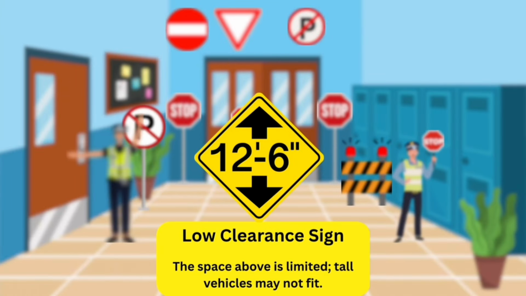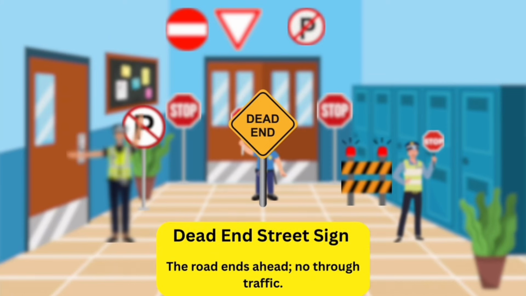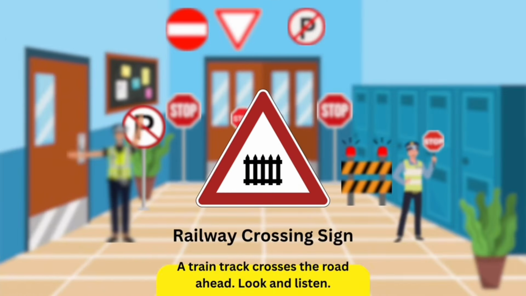Low clearance sign. It means the space above is limited. Tall vehicles may not fit. Dead end street sign. It means the road ends ahead. No through traffic. Railway crossing sign. It means a train track crosses the road ahead. Look and listen.